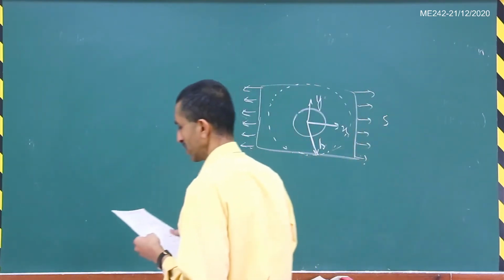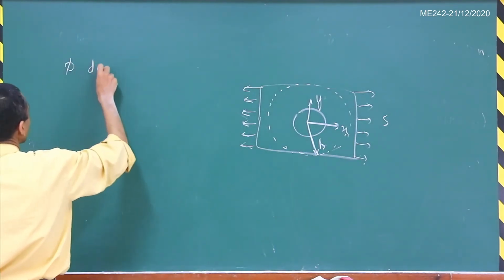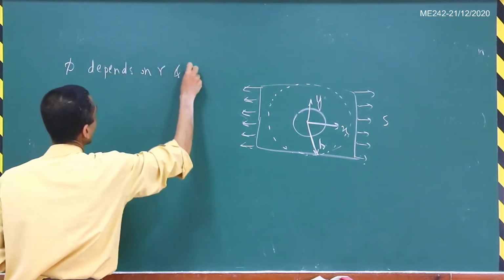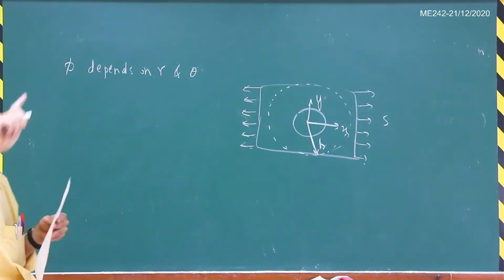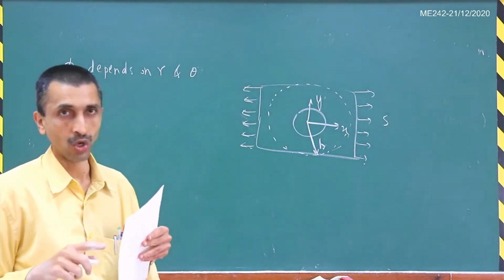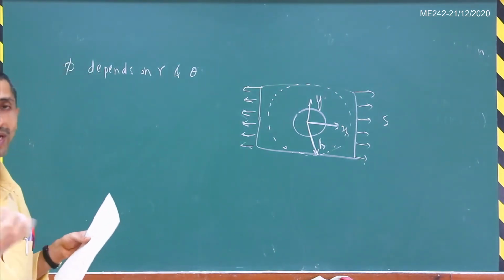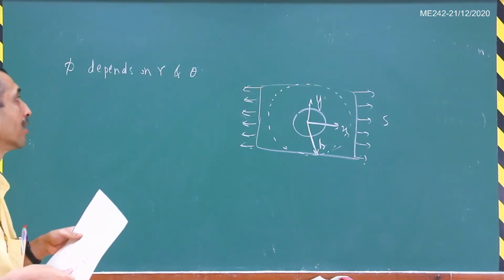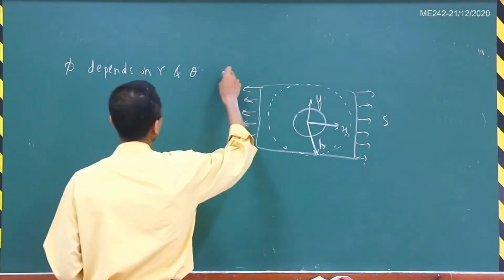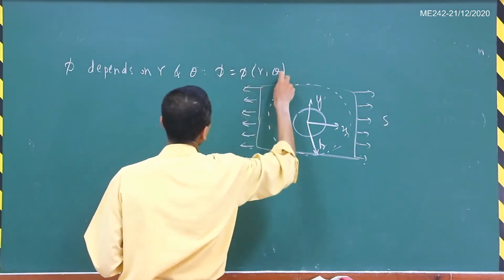Now in this case phi depends on r and theta. Up to now, in all the problems that we discussed, the dependence of phi was on r alone, correct? Phi was not dependent on theta. Now this is a more complicated example that we are going to consider, where phi depends on r and theta. That means phi will be equal to phi of r and theta.